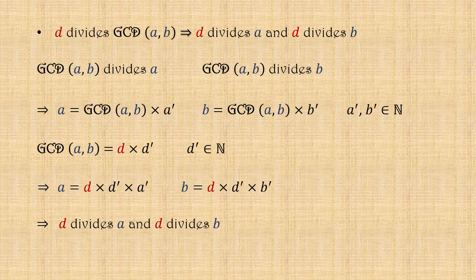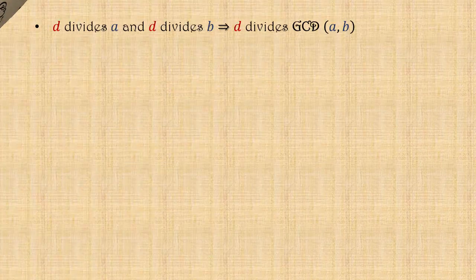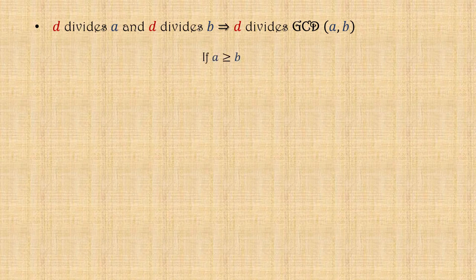Let's see how to prove the second implication. The second implication states that if d is a common divisor of a and b, then d divides the greatest common divisor of a and b. Let's suppose that a is greater than b. We know that the greatest common divisor of a and b is the last rest different from zero that results from the successive Euclidean divisions of a over b.